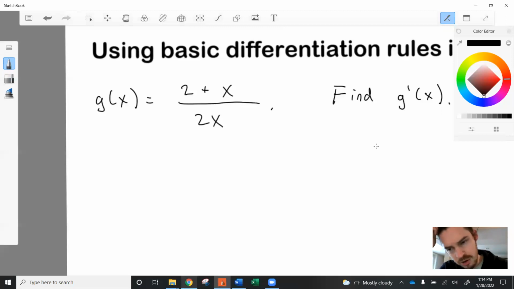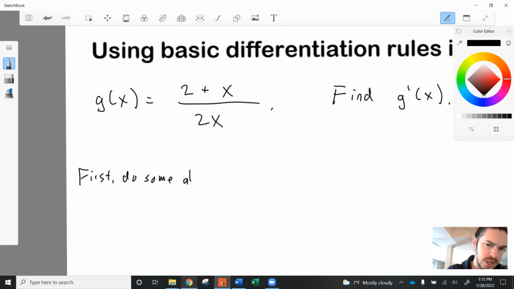You may be thinking, well, that's a quotient. That's something divided by something else. Don't we need some sort of special rule for quotients? No. We're coming to products and quotients soon, all right? But we don't actually need that just yet because we can leverage algebra to our advantage. All right, so first, we're going to do some algebra on G.